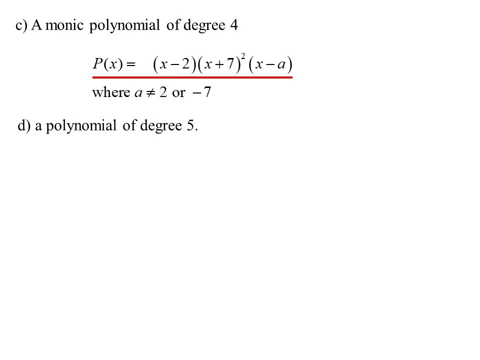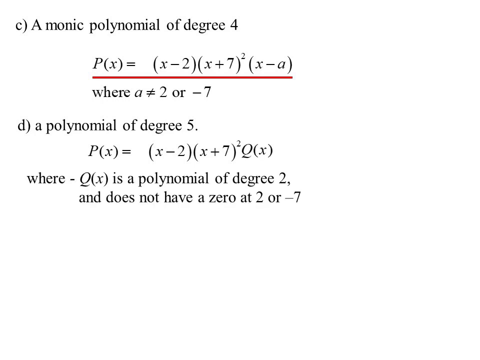Polynomial of degree 5. Okay, again, we know we've got those two basic factors. I'm going to multiply by Q(x). It's a polynomial of degree 2, and it does not have a zero at 2 or -7. Again, whether I need that k or not, see, it's not monic, but that k could be in the Q(x).